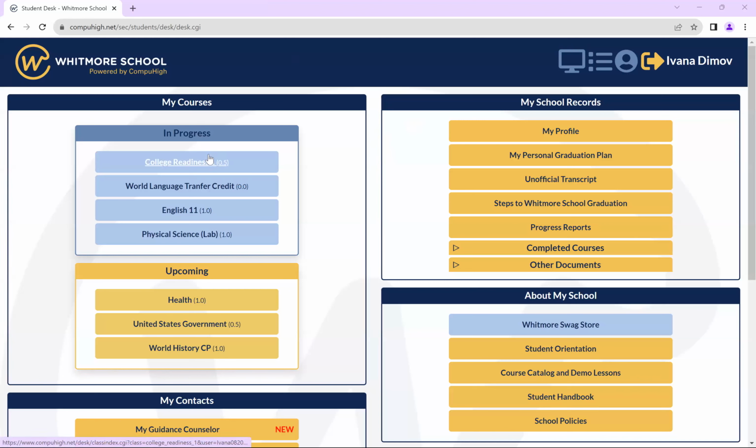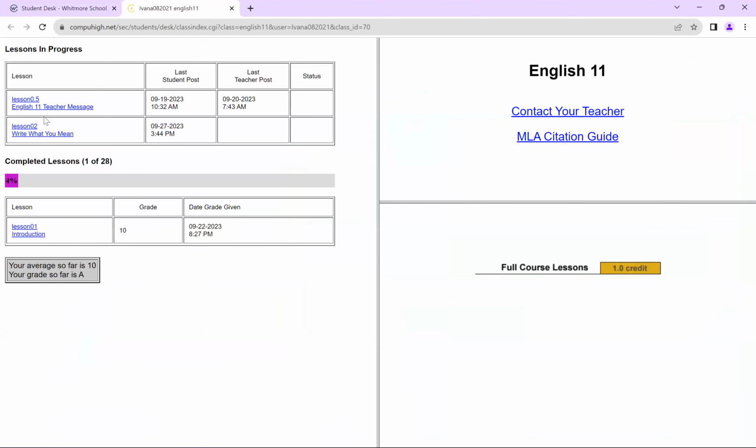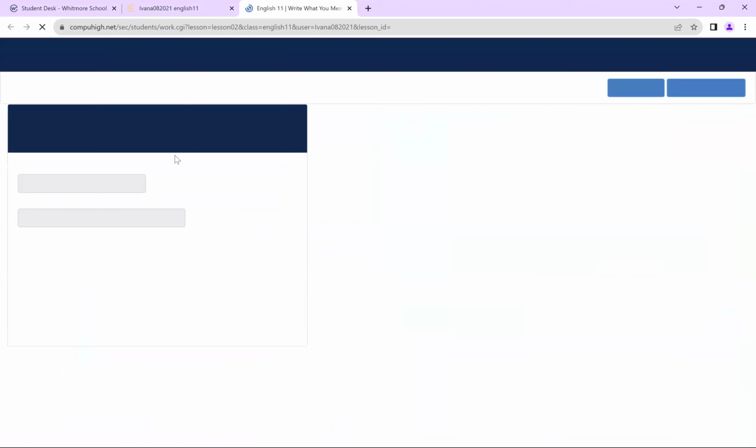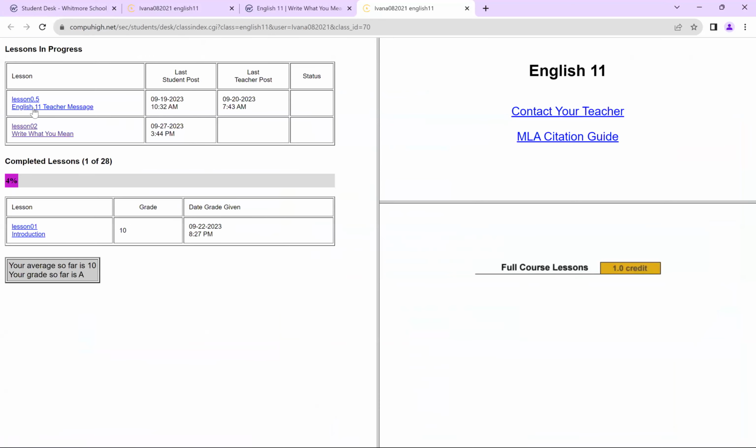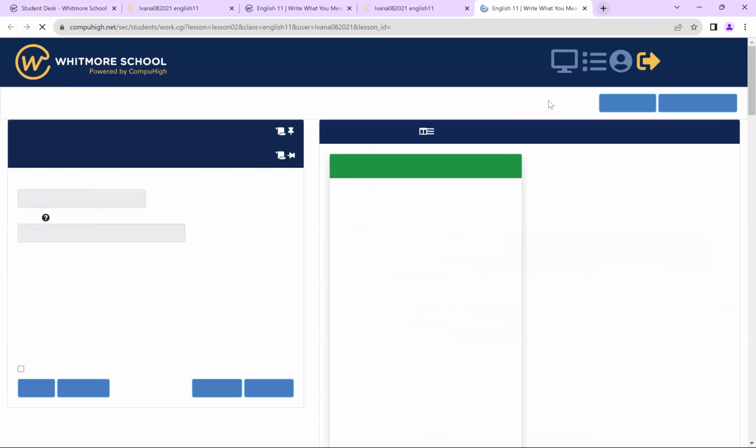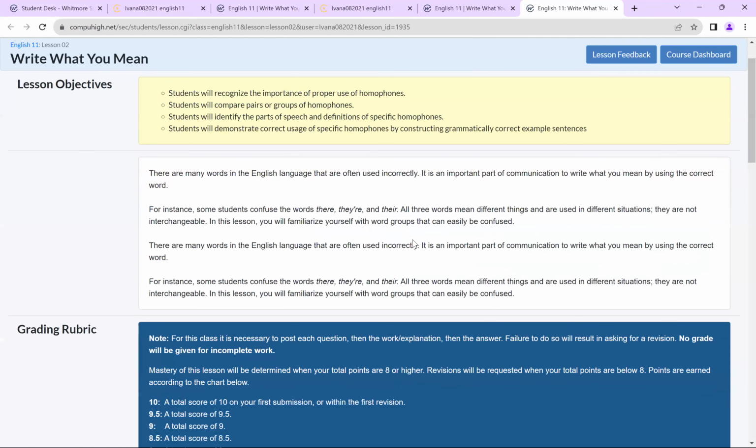All right. So we're working on English 11. Is that correct? Yes. Okay. So we're on lesson two. So this is where maybe I need to go back to the course dashboard. How do I get to where I can see the actual lessons? So I'm clearly not doing the view lesson. Let's click on that. All right, here we go.